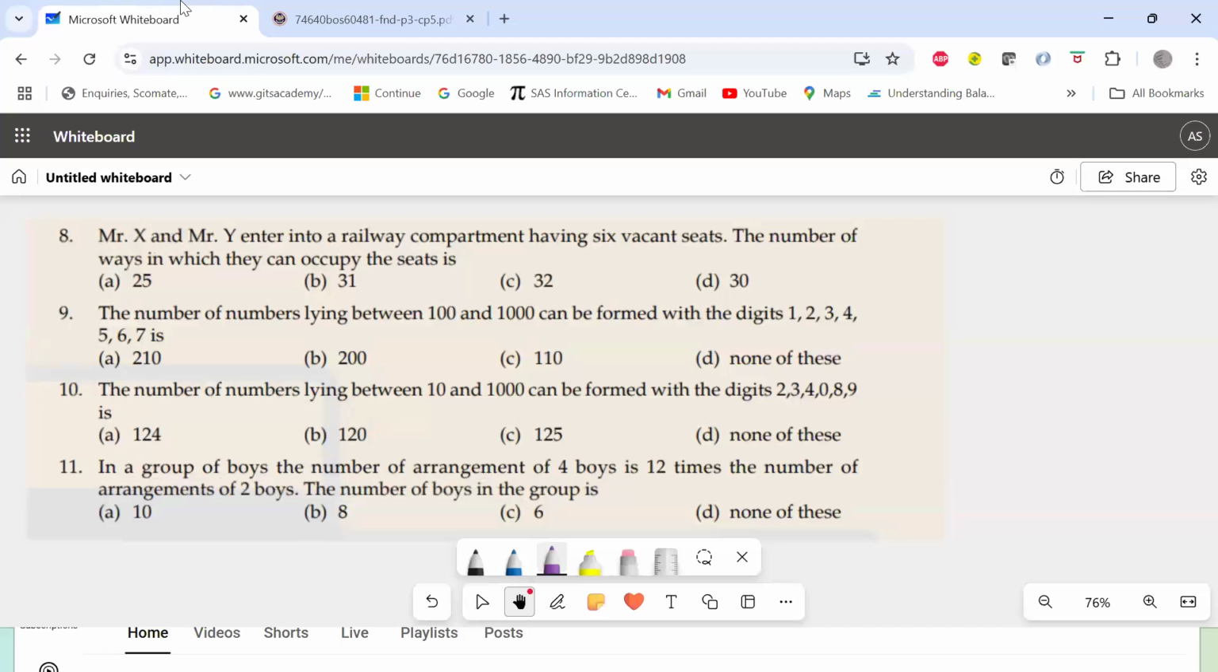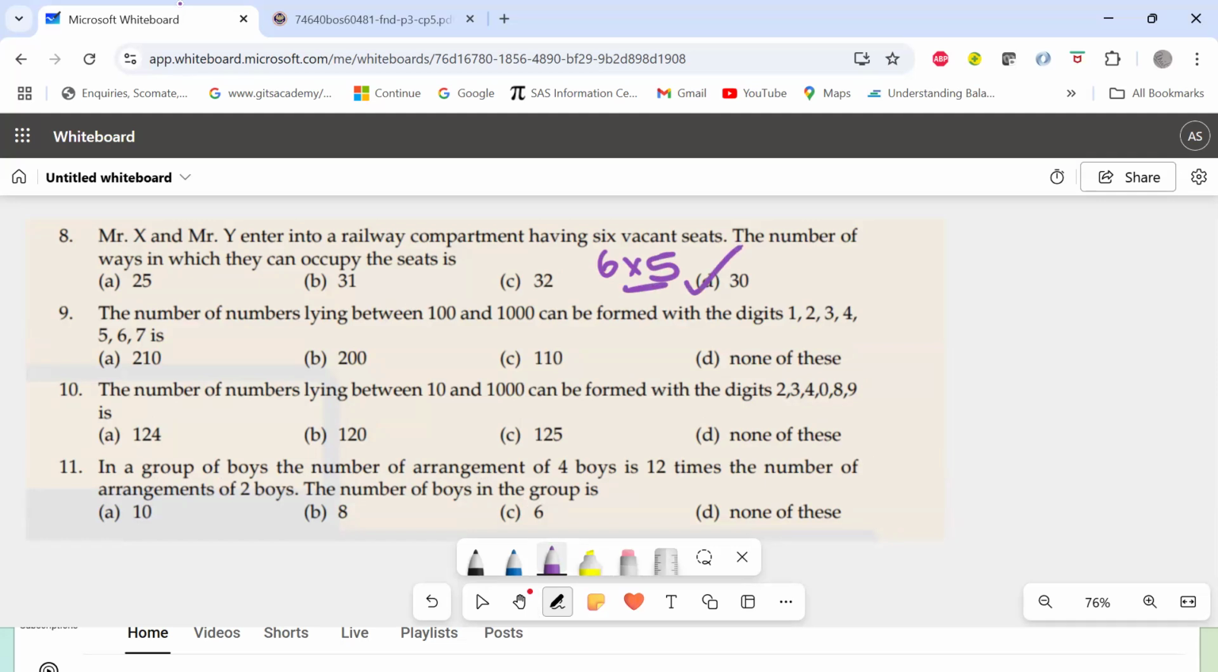Now, see this question number 8. Mr. X and Mr. Y enter into a railway compartment having 6 vacant seats. The number of ways that they can sit: X can sit in any of the 6 places, then Y can sit in any of the remaining 5 places. That would be option D, 30.